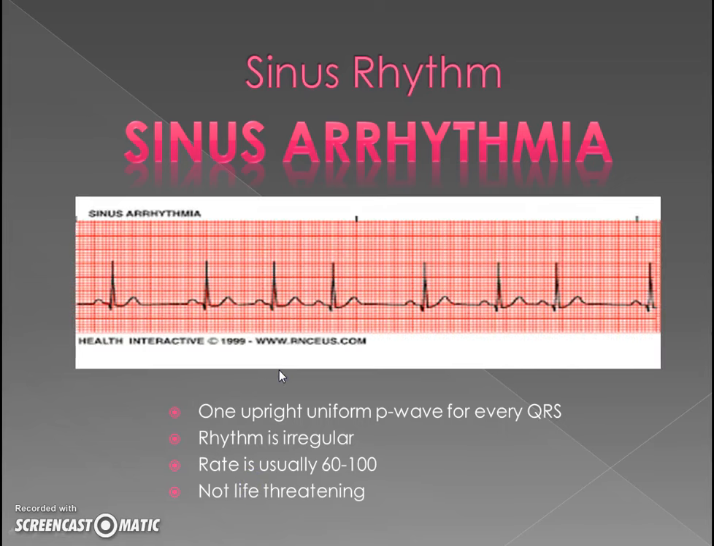So this is sinus arrhythmia. As you'll see, you can see that it's not all the exact same. Some takes a little bit longer to beat, and some will go very quick. So obviously this rhythm is irregular, but it's still in sinus rhythm. So you can have arrhythmias in sinus, and you can have arrhythmias in the atrial. So we'll talk about that as well. But the sinus arrhythmias are not life-threatening.